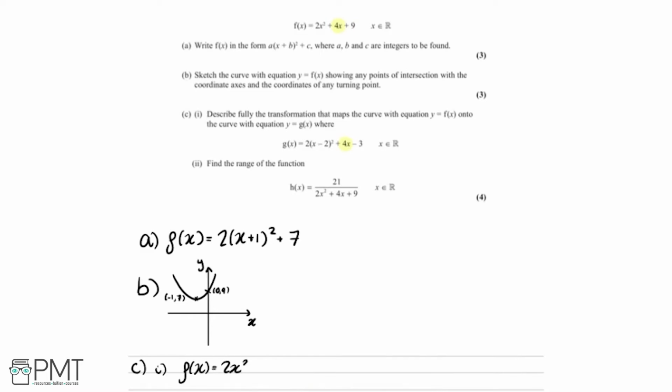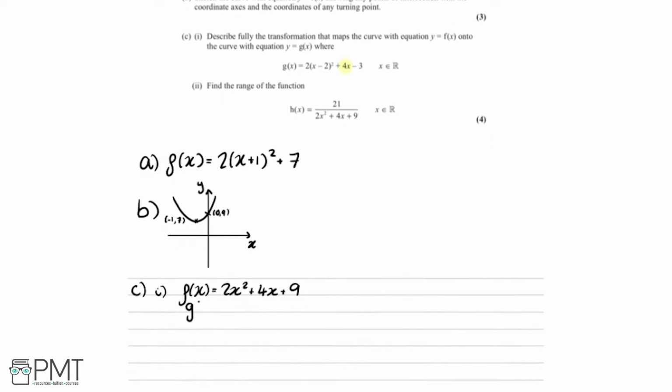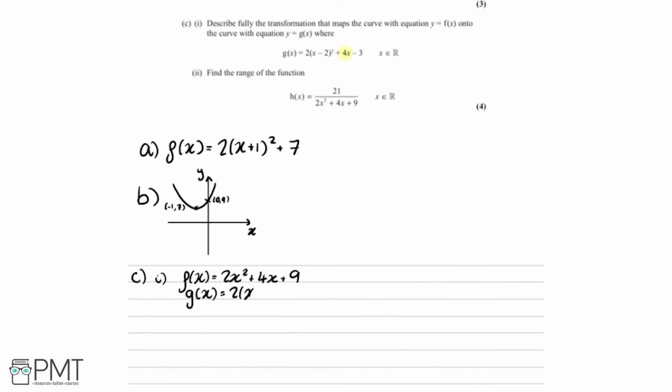Let's write down f of x here. And g of x. We need to try and work out a transformation that gets us from f of x to g of x. Now this is quite good because they're in similar form. We've got 2 multiplied by something squared, 2 multiplied by something squared. We've got 4x, 4x, and then we've got a constant and a constant. The difference here is we've got an x here and x minus 2 here. So the first thing I'm going to try is actually, we've got x going to x minus 2.